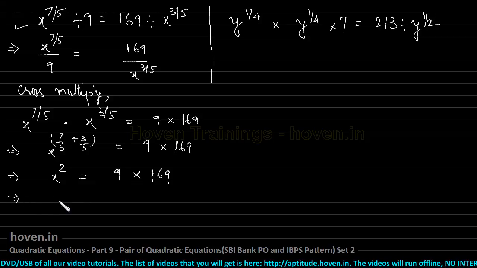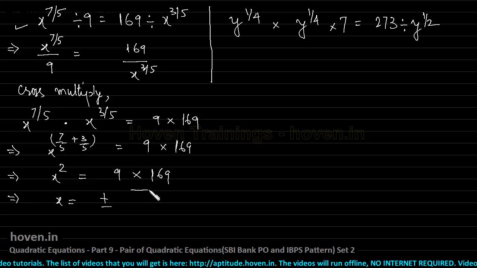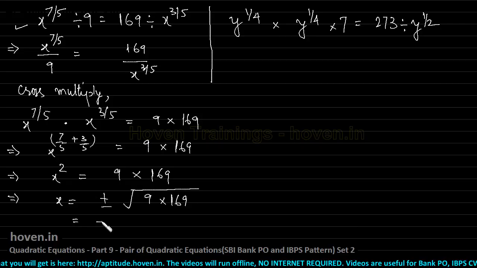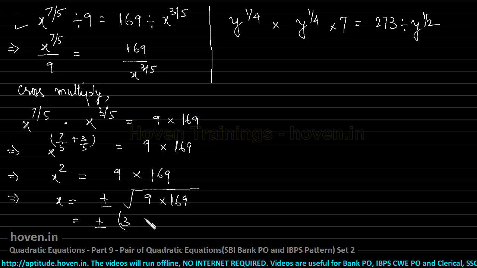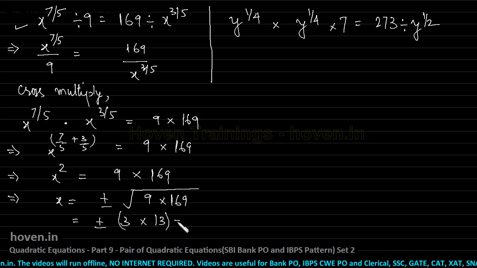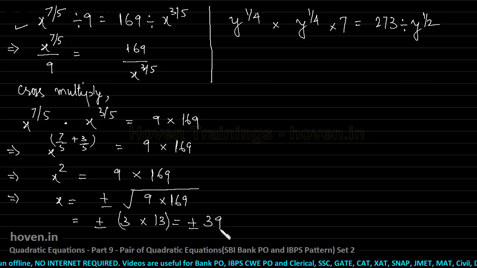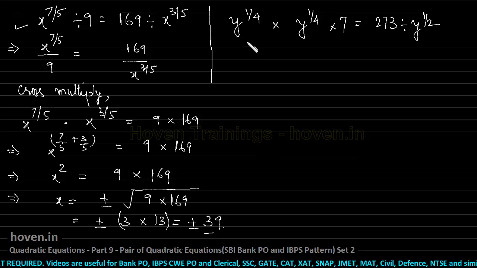Which implies x is equal to plus minus square root of 9 into 169, which is equal to plus minus square root of 9 is 3 and square root of 169 is 13. So it is equal to plus minus 39. Let us now attend to this side.